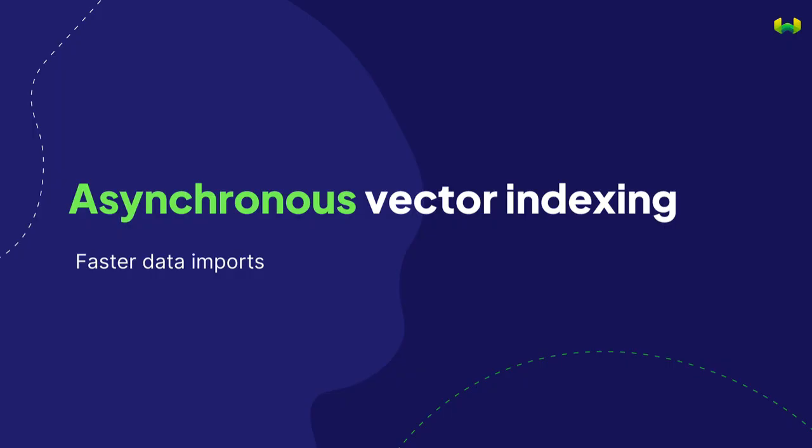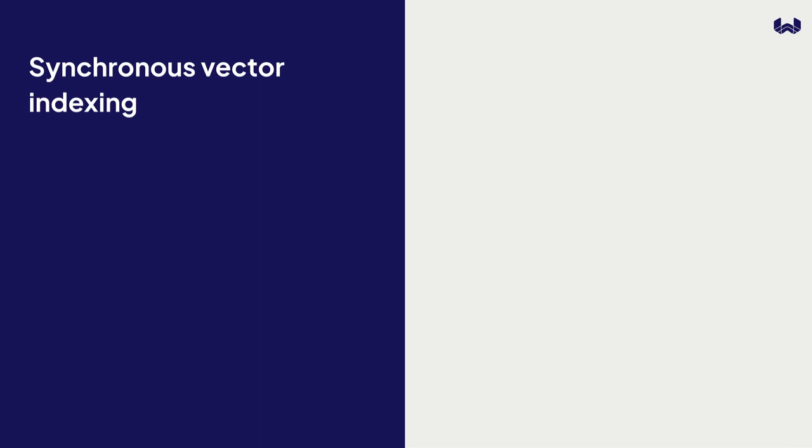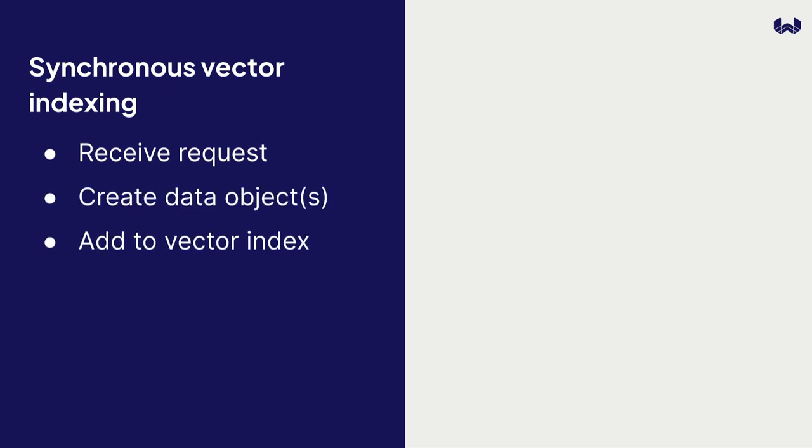Asynchronous vector indexing is next. So, what makes it asynchronous? Let's start by looking at synchronous vector indexing. Under synchronous indexing, each request to add data looks like this for Weaviate. It would receive the request, create the data objects, add them to the vector index, and then send a response back to the client. The challenge with this process is that Weaviate has to do a lot.